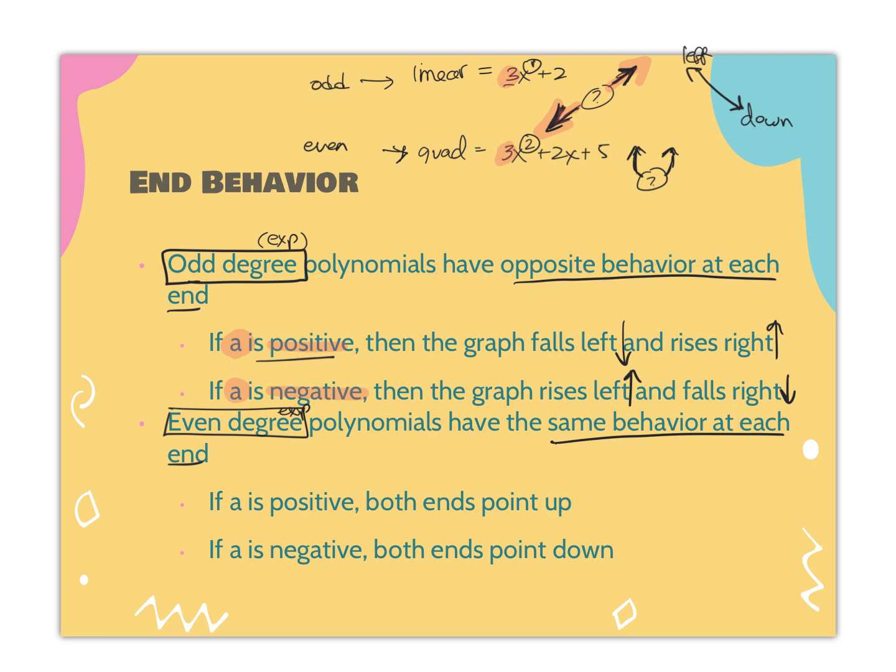Now, what determines that? Again, the a value. If a is positive, both ends are going to go up. So it's going to go up on the left and up on the right. And we've talked about that, where with quadratics, you know that if a is positive, it opens upward. And if a happens to be negative, it's going to open downward. So both ends are going to go down. Okay, so again, you need to know odd, opposite directions; even, same directions; and then the a value is going to tell you. And I would use a basic quadratic and a basic linear function because they're perfect examples of odds and evens.